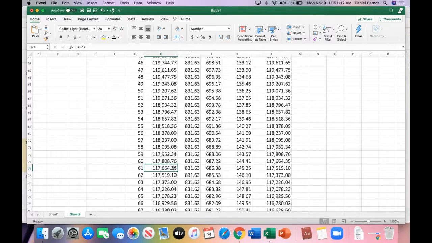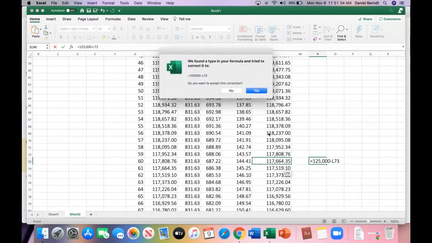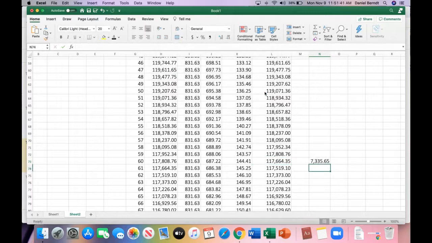Okay, so there are 2 different methods for finding that answer. You can either take your beginning principal and subtract your ending principal at the end of payment 60. So, our beginning was 125,000, and you could just subtract our ending balance right there. Do you want to accept this correction? I don't know why Excel does that. It doesn't like commas sometimes. So it's just taking my comma out of my formula. And so I have paid about $7,000. Across 5 years, I've only paid $7,000 towards my principal.